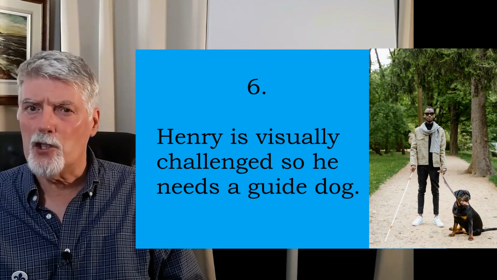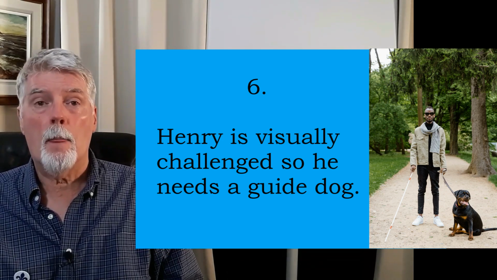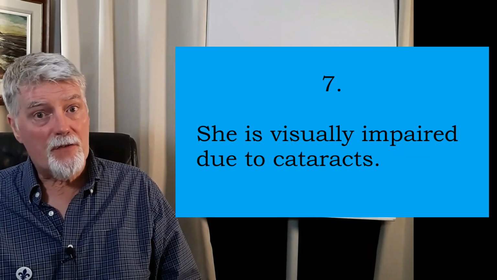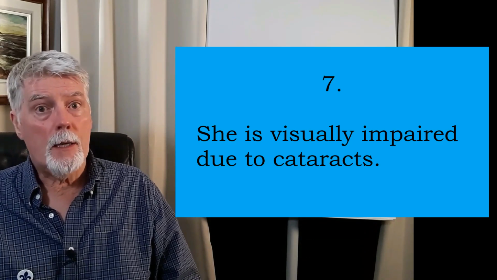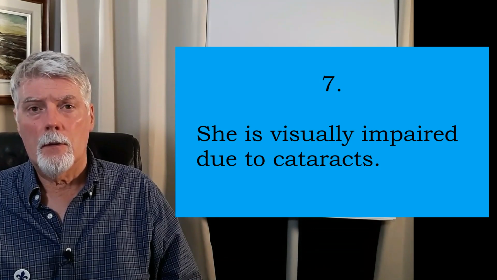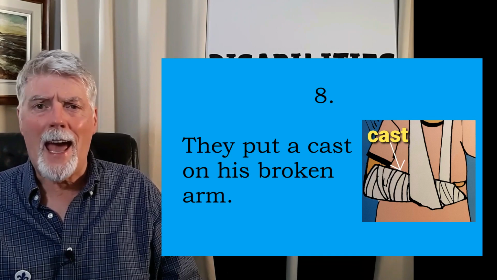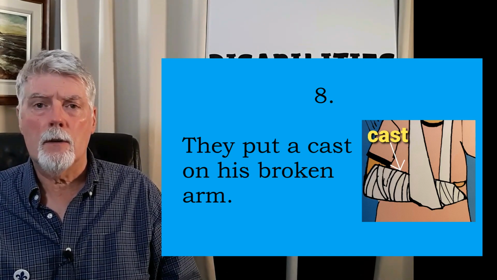Number 6, Henry is visually challenged, so he needs a guide dog. Repeat. Number 7, she is visually impaired due to cataracts. Repeat. Number 8, they put a cast on his broken arm. Repeat.